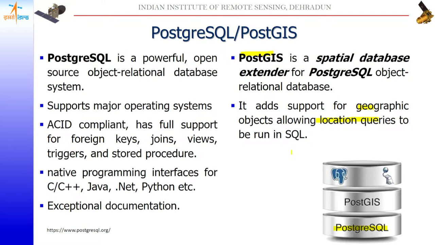Postgres has been around for a long time, and it is quite a robust system. You can use it as a backend, as I said, for multiple applications. But if you're looking for spatial capabilities, you can use this extension called PostGIS, which allows you to store geographic objects along with query capabilities, all using the power of SQL only.